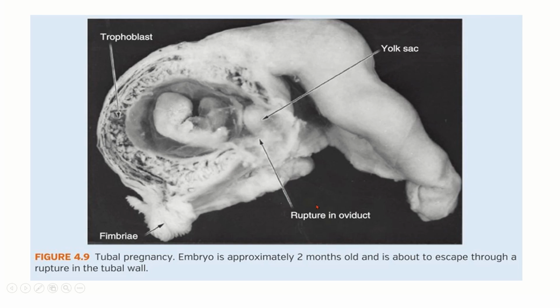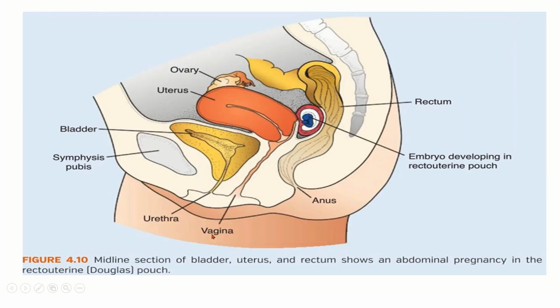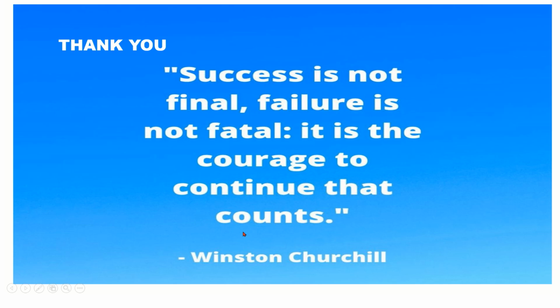So here you can see the ruptured ectopic pregnancy. This is the tube. You can see the rupture in the tube. So this is the ruptured ectopic pregnancy. It is the most common complication of ectopic pregnancy and can be fatal for the mother also. You can see the embryo developing in the recto-uterine pouch. Thank you.